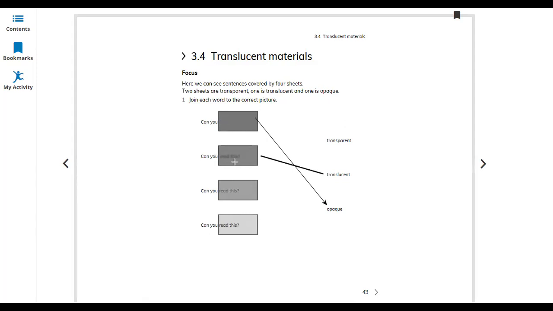Here we can see, but it's a little bit blurred. Can you read this? You can see it a little bit, but it's blurred. So obviously it is translucent. And can you read this? Yes, we can read it easily. It's not blurred, but it's blocking some part of the light. But we can read it. So it is transparent.